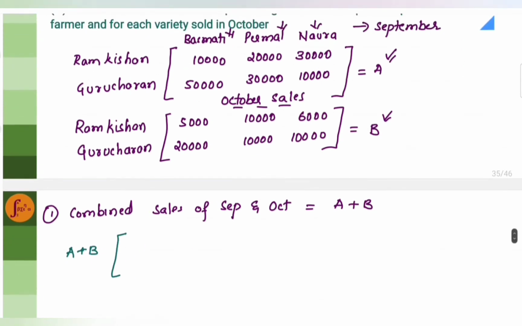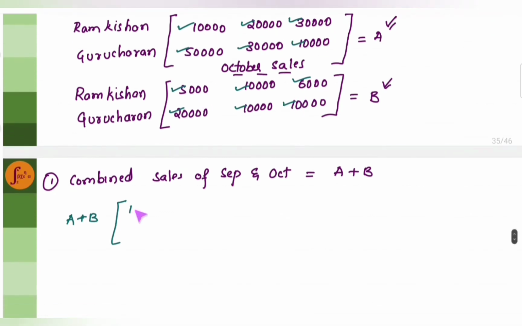So element by element, corresponding elements. Take this element, add with this. Take this element, add with this element, fourth one with this, like this, right? So we're going to get 10,000 plus 5,000, which is 15,000. Then 20,000 plus 10,000, which is 30,000. 30,000 plus 6,000, 36,000. 50,000 plus 20,000, 70,000. 30,000 plus 10,000, 40,000. 10,000 and 10,000, which is 20,000. So we've got the first answer, that is the combined sales of September and October.